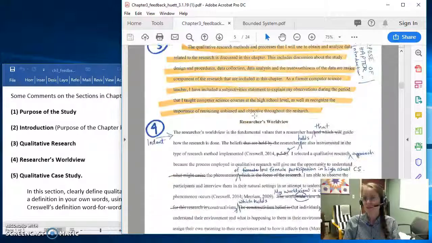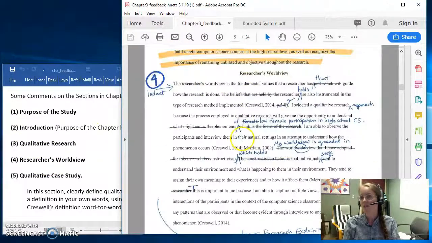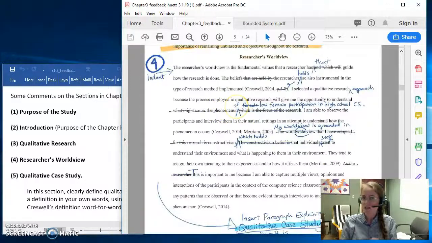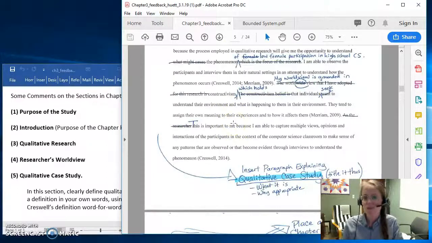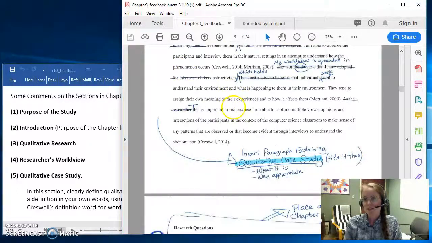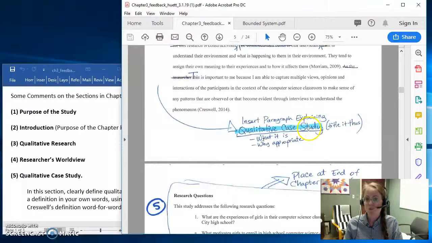Then the fourth paragraph, again, I've got it over here as well, is researcher's worldview. This goes really hand in hand with the qualitative approach. So you're explaining your worldview and how that aligns with the qualitative approach that you described in the previous paragraph. Then you can take us one step further in. We're getting closer to your study. Then you can tell us what is a qualitative case study. Define it, what it is, and why is it appropriate.